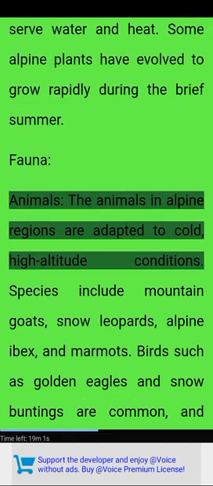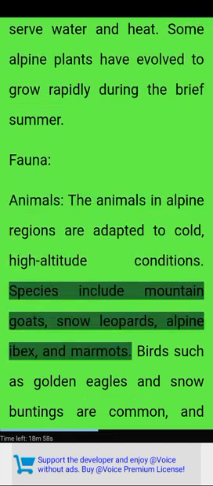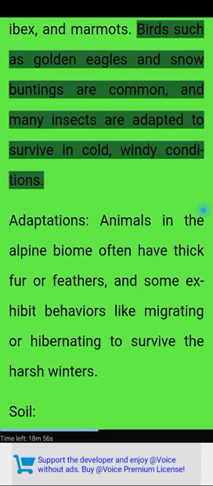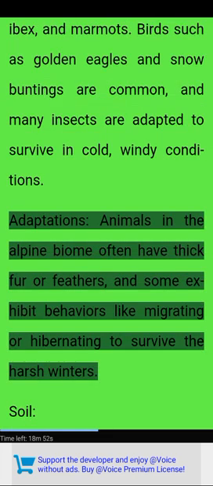Fauna. Animals: the animals in alpine regions are adapted to cold, high-altitude conditions. Species include mountain goats, snow leopards, alpine ibex, and marmots. Birds such as golden eagles and snow buntings are common, and many insects are adapted to survive in cold, windy conditions. Adaptations: animals in the alpine biome often have thick fur or feathers, and some exhibit behaviors like migrating or hibernating to survive the harsh winters.